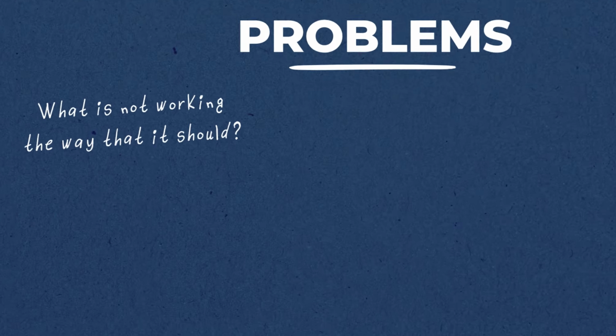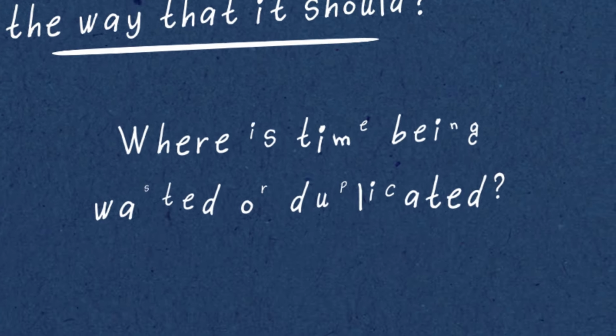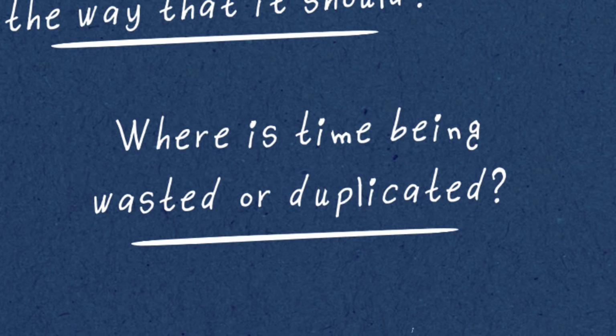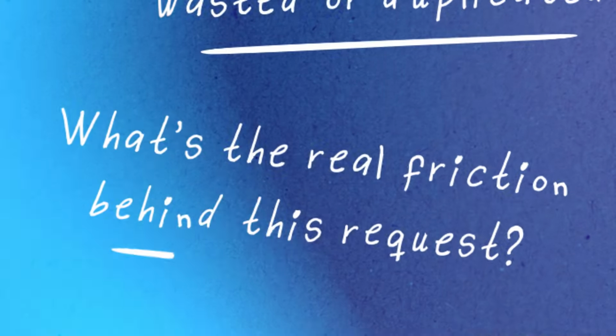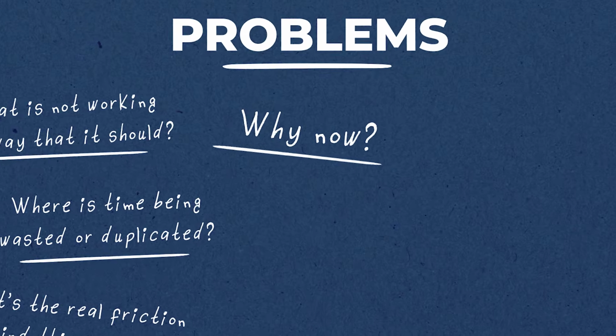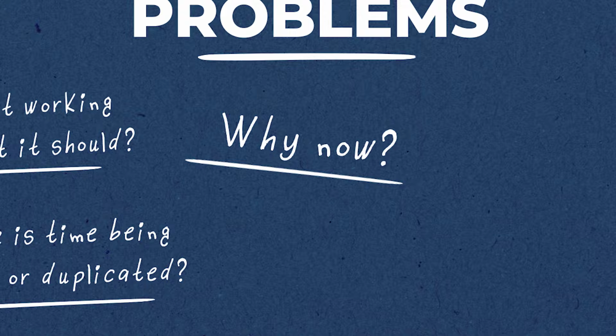You can use powerful questions to help peel back the layers and reveal the real problem that you're trying to solve. Here's a couple great questions to get you started. What is not working the way that it should? Where is time being wasted or duplicated? What's the real friction behind this request? Where are things slowing down? Where's that friction in the business? Why now? What has changed recently that now this is the time to do this thing?